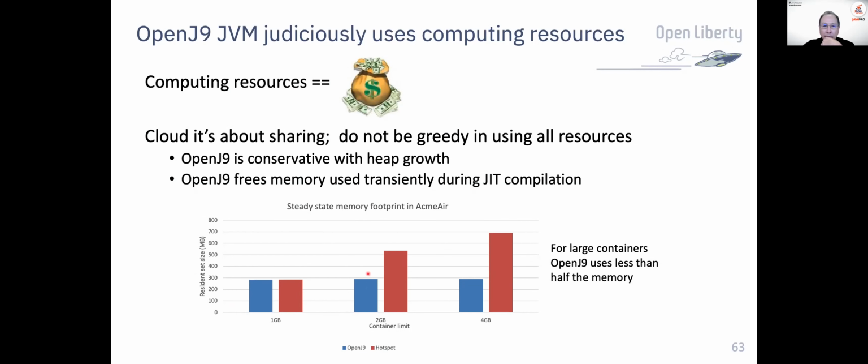So it shows HotSpot in red and OpenJ9 in blue. And as you can see, the amount of memory required by OpenJ9 is about half the size of when we get to a large container. So the bigger the container, the more the obvious advantage you get with OpenJ9. Because OpenJ9 does a great job of just returning memory back after it completes tasks such as JIT compiling.